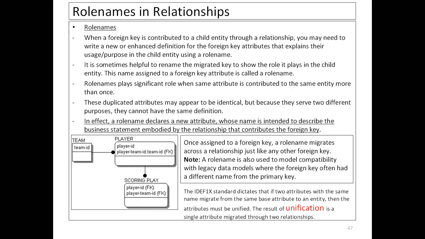Now the IDEF1X standard dictates that if two attributes with the same name migrate from the same base attribute to an entity, then the attributes must be unified. That is, the result of unification is a single attribute migrated through two relationships.